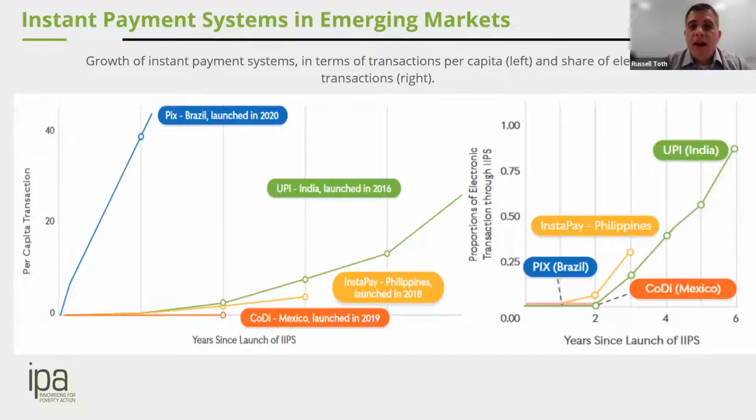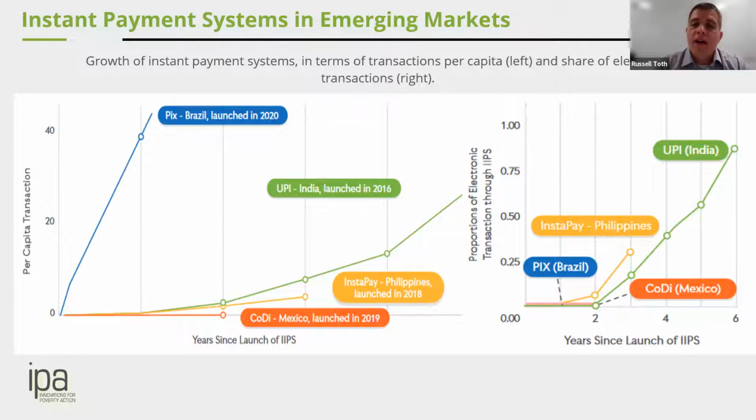In the white paper, we report on some data on these switches to show how successful they've been in some contexts. So here's some data from Brazil, India, the Philippines, and Mexico. The graph on the left is showing the growth of transactions per capita on an annual basis, and you can see that there's some impressive growth in some markets.